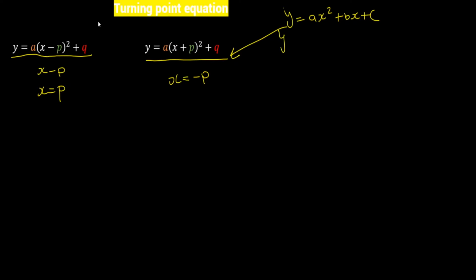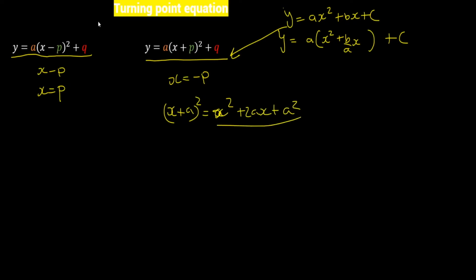We have y equal to a. We're going to take a common factor of a, and we have x squared plus b over a x plus c. We didn't take any common factor from c. So let's complete the square. When completing the square, remember, you have (x plus a) squared is equal to... So we're going to take this form and put it here.